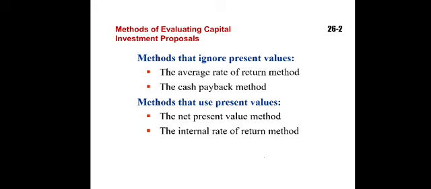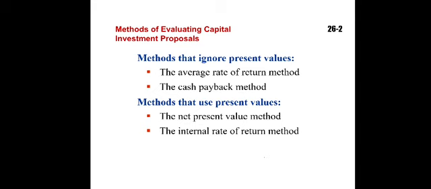Okay, the first method that can be used to do the capital budgeting is called the average rate of return method. The second method is called the cash payback method. Okay, these two methods are methods that ignore present value. Present value is a concept related to the time value of money.